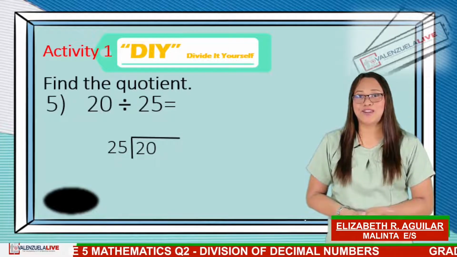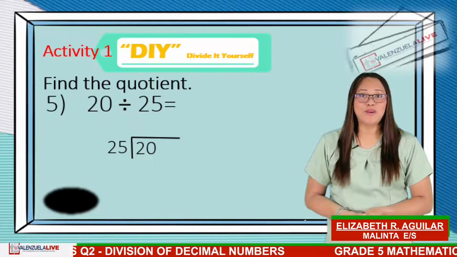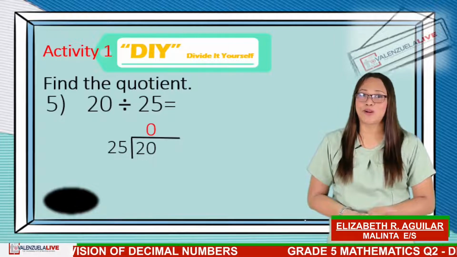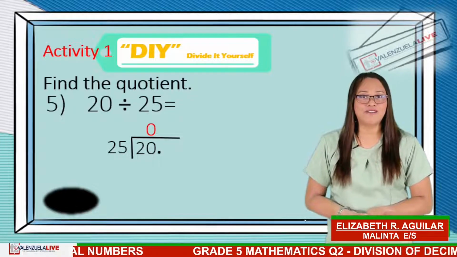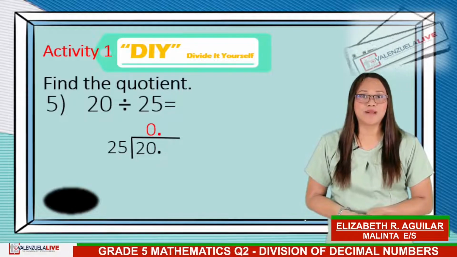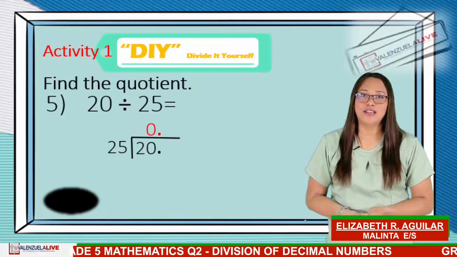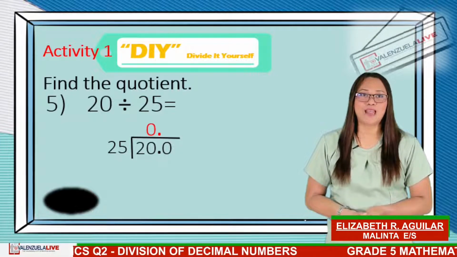We have 20 divided by 25. Since we cannot divide 20 by 25, we need to put first 0 in our quotient. Then we will put first the decimal point in our dividend. So within our quotient, we need to write also the decimal point above the dividend. Then let's write 0. Okay, this time we can now divide.